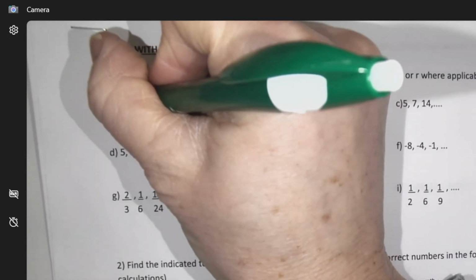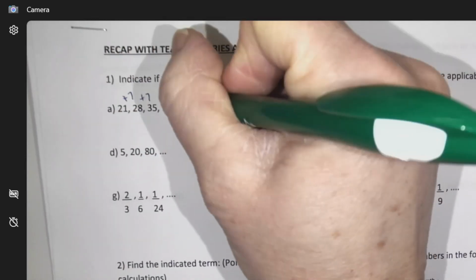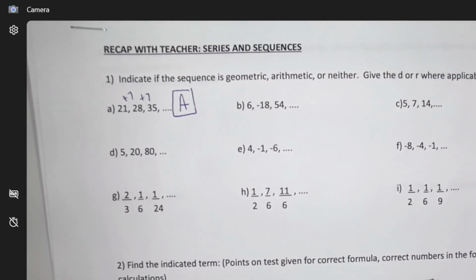Well, if I think about adding, that was 7, that was 7. So yeah, it's classified as an arithmetic then.